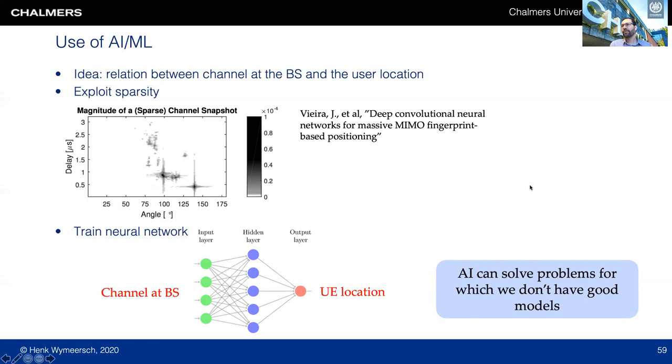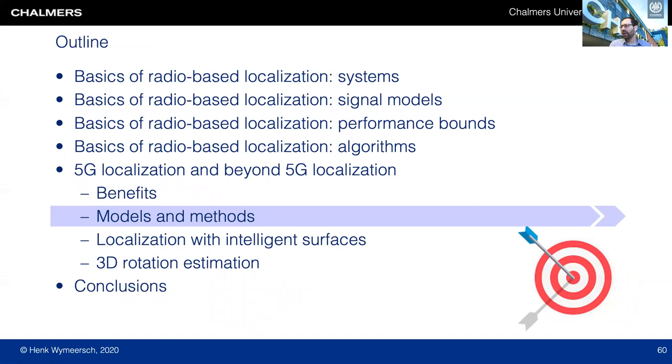All right, so this was the benefits of 5G and beyond 5G for localization. So now we will try to make the problem that I showed before, the 5G positioning problem, a little bit more mathematical, not too much, but just a little. And then we get something like this.